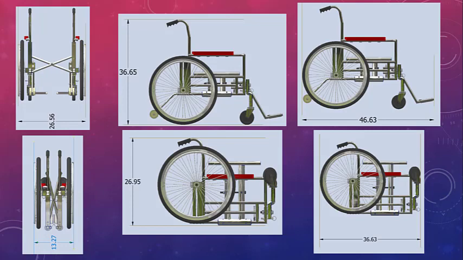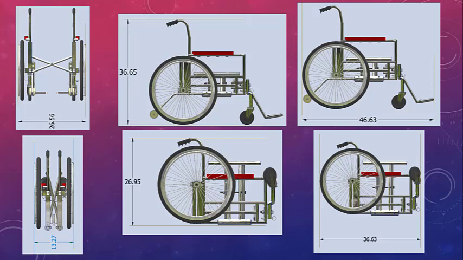My chair features a 17-inch seat and is 61 pounds in weight. Dimensionally, my chair expanded is about 26.5 inches in width, 36.65 inches in height, and 46.63 inches in depth. My chair collapsed is 13.27 inches in width, 26.95 inches in height, and 36.63 inches in depth.